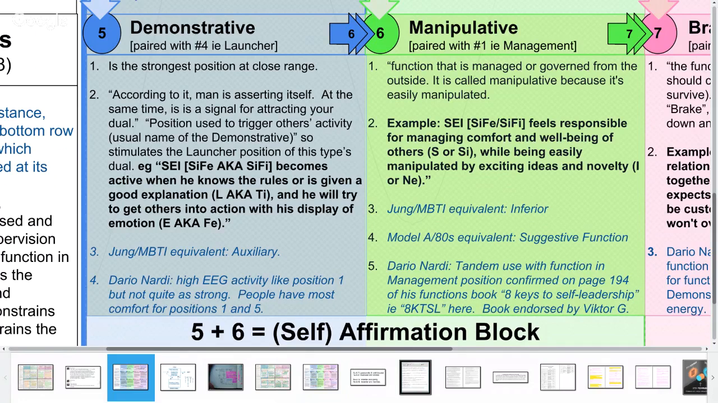According to it, man is asserting itself. So it's also very noticeable, the demonstrative function. Depends on the function. I mean, extroverted sensing in TISX. At the same time, it is a signal for attracting your jewel. Position used to trigger others' activity. Usual name of the demonstrative. So stimulates the launch position of this type's jewel.